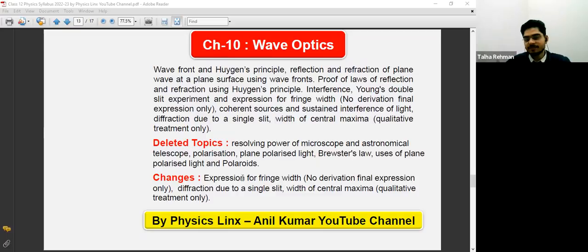Okay. There are some changes. Changes are expression for the fringe width. There will be only expression for the fringe width, that we calculate in the interference Young's double slit experiment. So no derivation, just final expression only. And diffraction due to a single slit. Width of central maxima, qualitative treatment only. We will just discuss it theoretically. No problem. It's fine from the syllabus point of view.